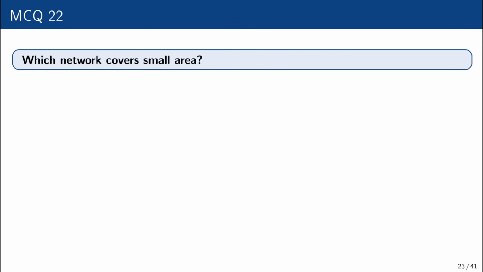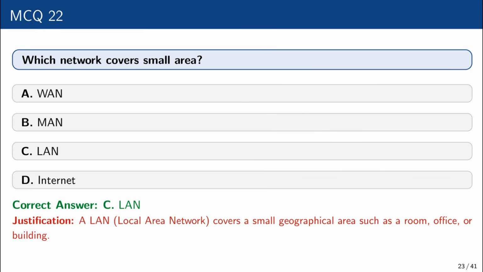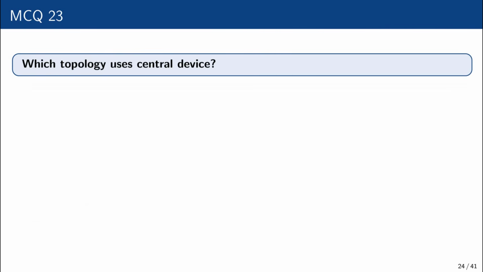Question number 22. Which network covers small area? WAN, MAN, LAN, Internet. The correct option is LAN. Because a LAN covers a small geographical area such as room, office, or building.